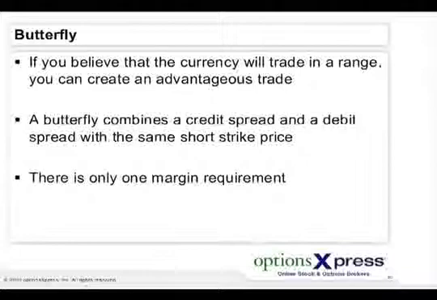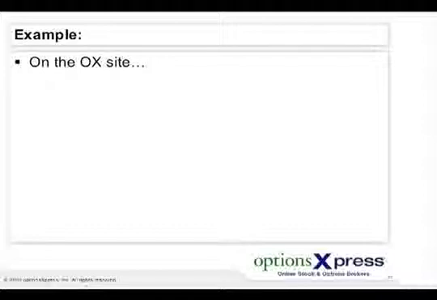Let's start with the butterfly. Let's say that you believe the currency will stay in a range, and you don't expect a lot of movement from it, but you don't like the idea of selling a naked option. That just scares you, or it's not your thing. A butterfly combines a credit spread and a debit spread with the same short strike price, and there's only one margin requirement. Now let's go ahead and take a look at this.